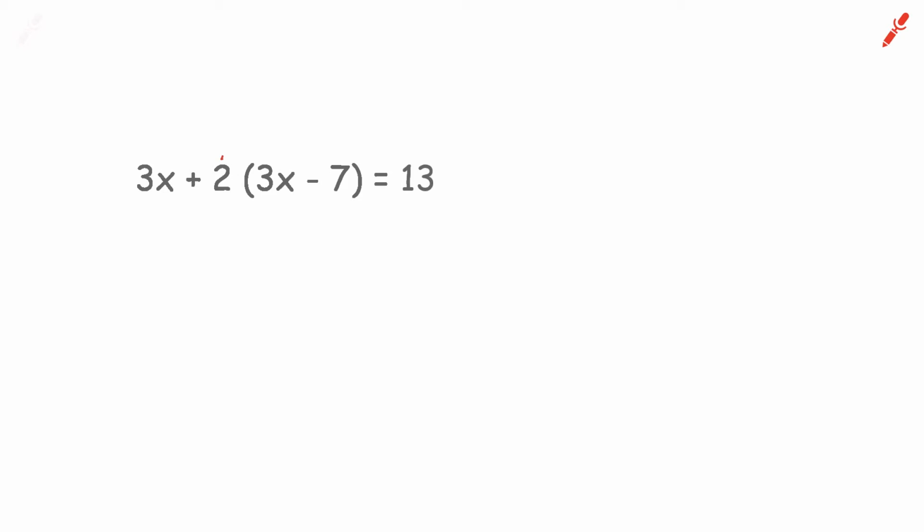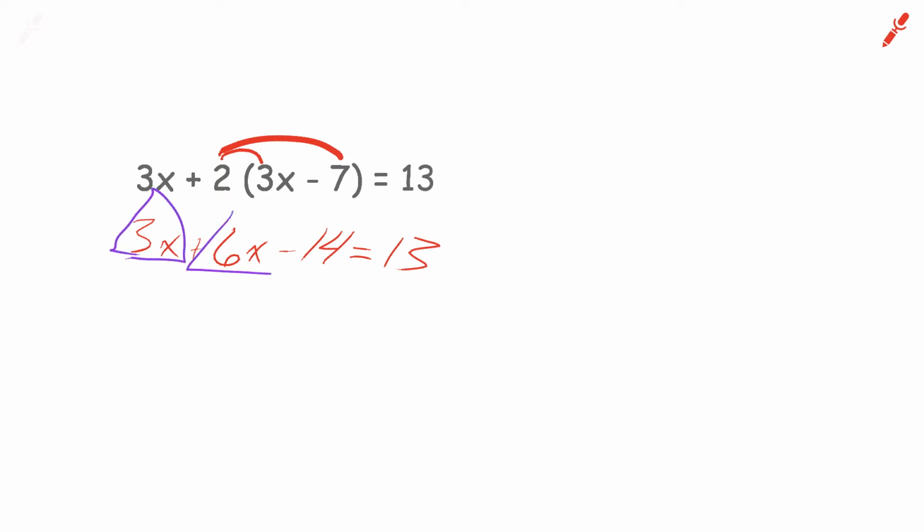So here my first step is going to be to distribute, so I distribute the 2. My pen size is way too big, so give me just a second. And I get 3x plus 2 times 3 is 6x. 2 times negative 7 is negative 14 equals 13. Step 2, I'm going to combine like terms. 3x plus 6x is 9x minus 14 equals 13.